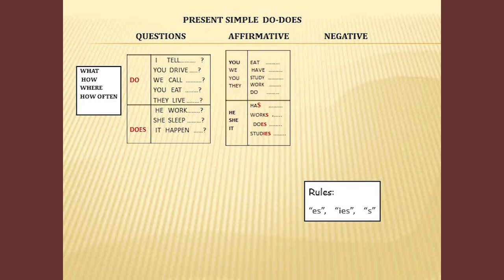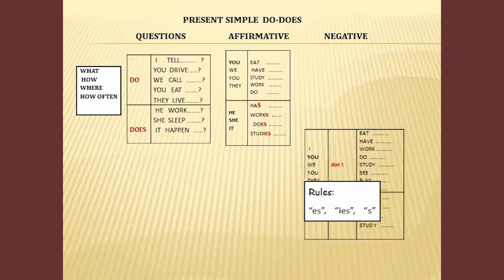To make affirmative sentences, first we place the subject, after the infinitive verb, finally the complement. Look up the chart. No nos olvidemos que para la forma afirmativa hay que agregar la regla de las eses, en las terceras personas en singular, como puedes apreciarlo en el cuadro.